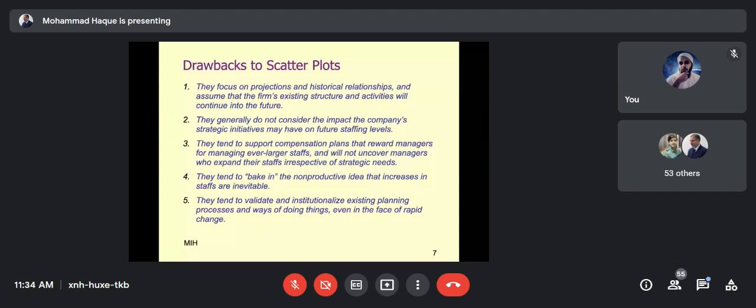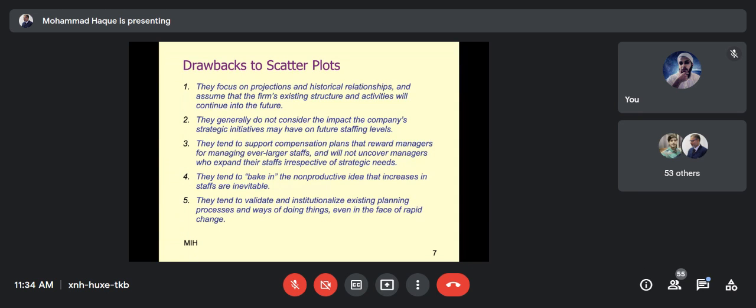Similarly, there are drawbacks of scatter plots. Scatter plots focus on projections and historical relationships. They generally do not consider the impact of companies' strategic initiatives or proactive policies. They tend to support compensation plans that reward managers for managing ever-changing staff, and will not uncover managers who expand their staff irrespective of strategic needs. They tend to bake in the non-productive idea that increases in staff are inevitable, and they tend to validate and institutionalize existing planning.